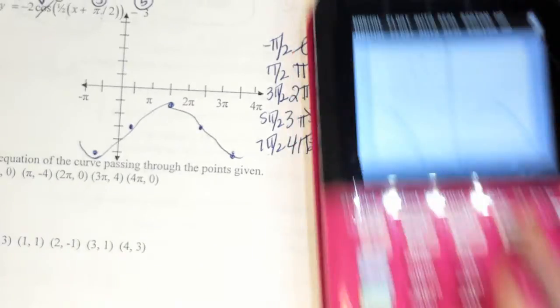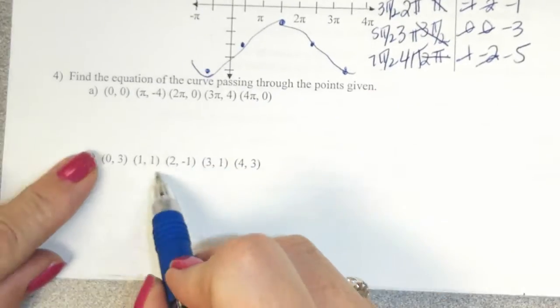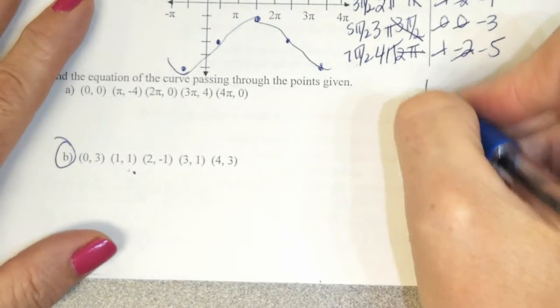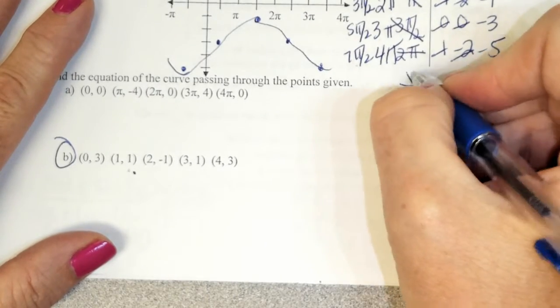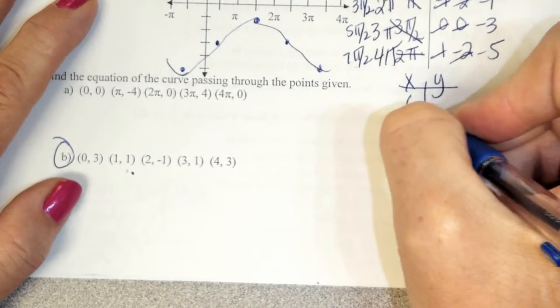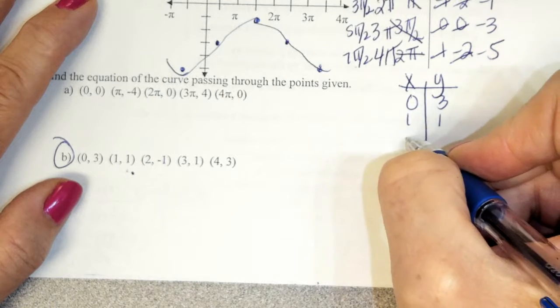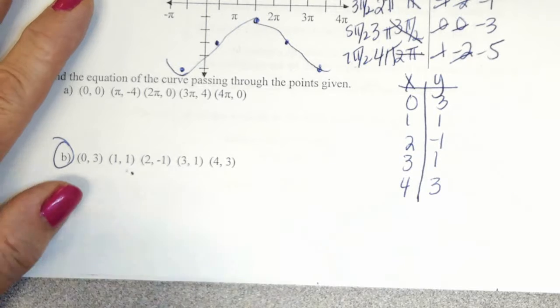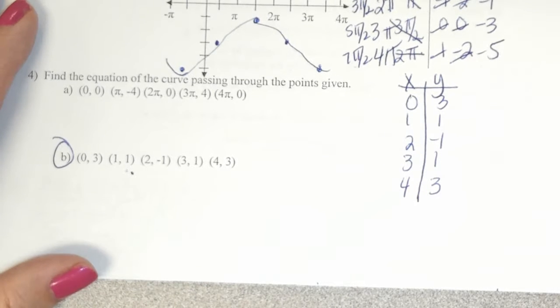Okay? All right. One more. This one right here. Tough problem. Here's what's happening. We have to work backwards. So I'm given the points 0, 3, 1, 1. And we have to come up with some sine curve that would go through those points.